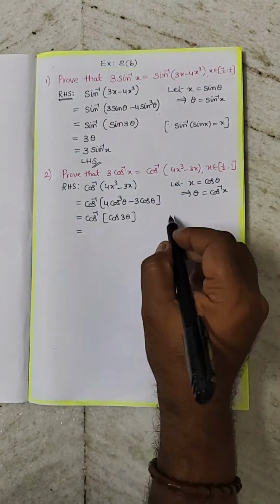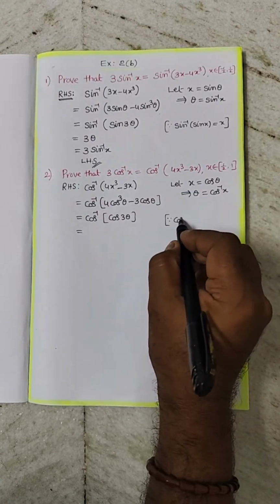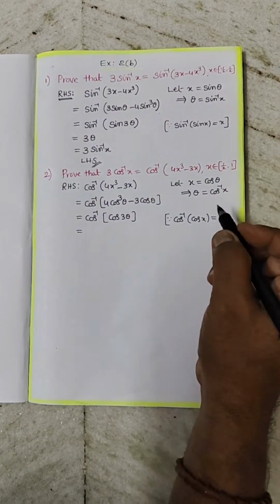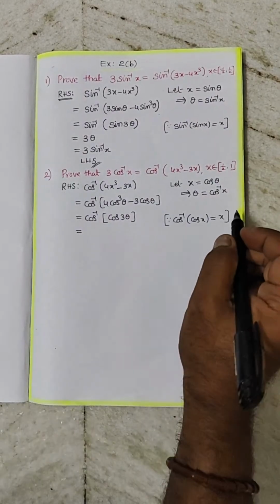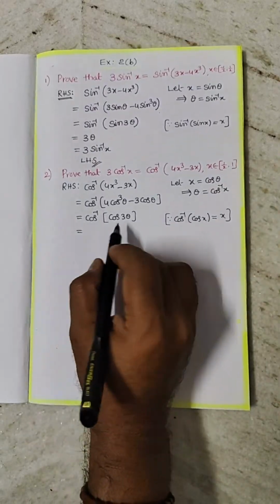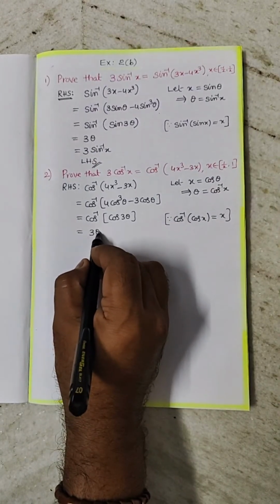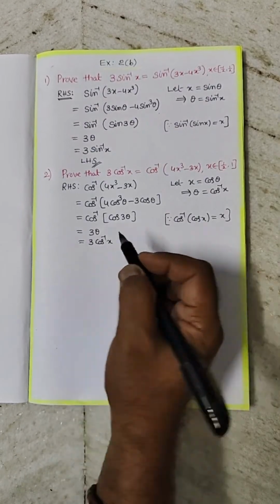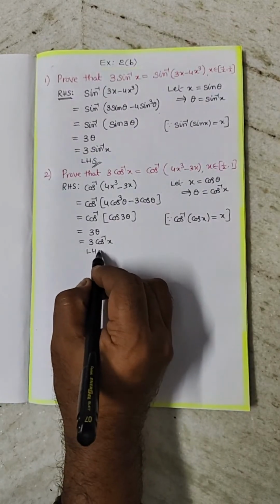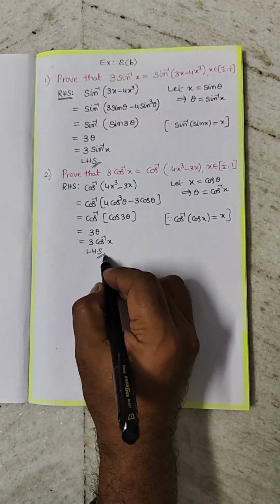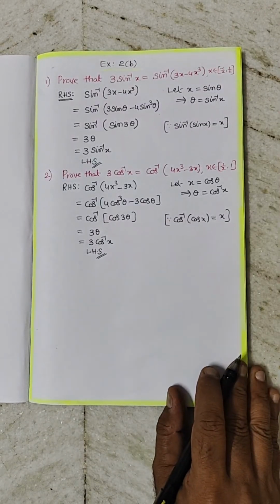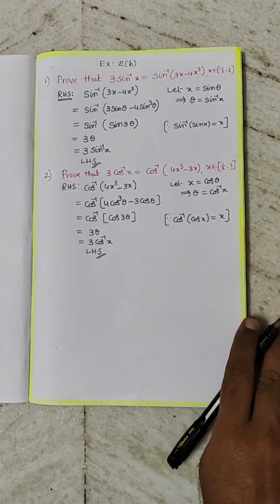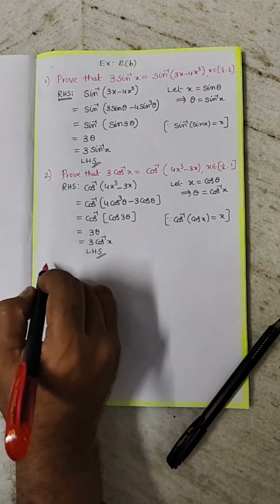So again we have the formula: cos inverse of cos x equals x. So cos inverse of cos 3 theta is 3 theta. That equals 3 into theta, which is 3 cos inverse of x, the required LHS, dear students. I hope you understand. We'll move to the next question. Question number 3.